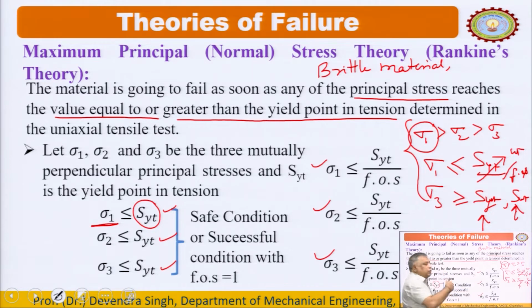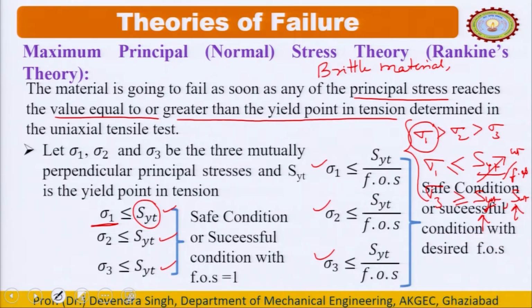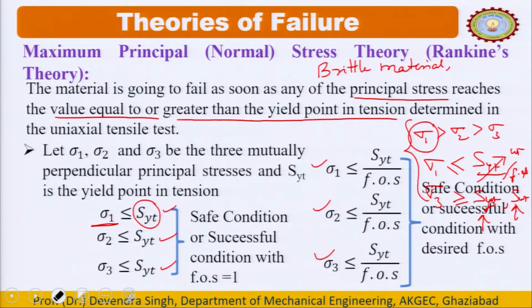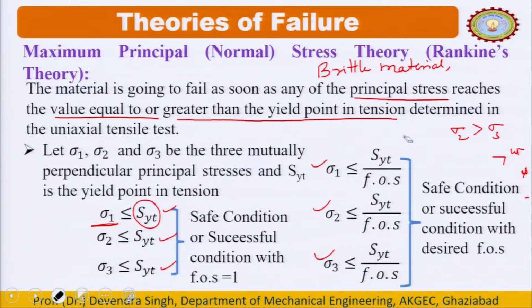We need to find out sigma 1, sigma 2, sigma 3 as per the given state of stress, and we will have this design equation with SYT or SUT as per the material. These are the known quantities. So, this is the philosophy. This is the safe condition, this is the safe condition with the desired factor of safety.